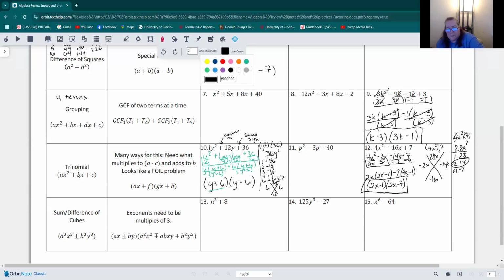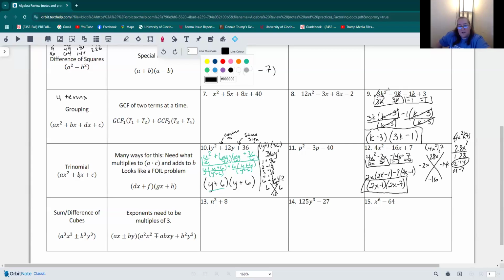And then the last type of factoring that we usually have that shows up in a lot of problems is the sum and difference of cubes. And this means that I have to have a perfect cube, meaning everything has to be something times itself 3 times. The exponents have to be multiples of 3. And then it follows a specific formula. So it's always going to be looking at your problem.